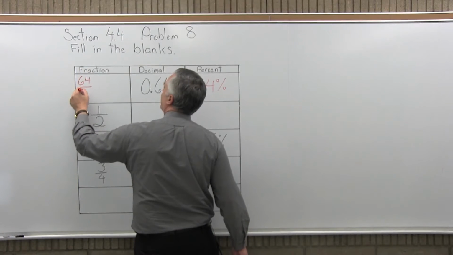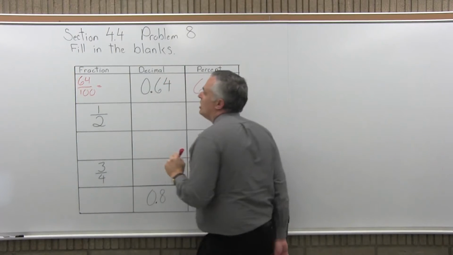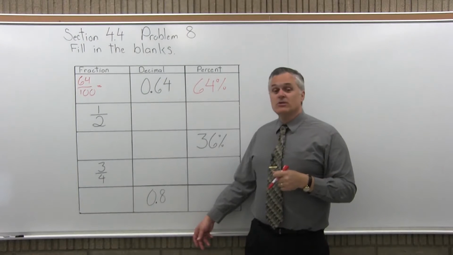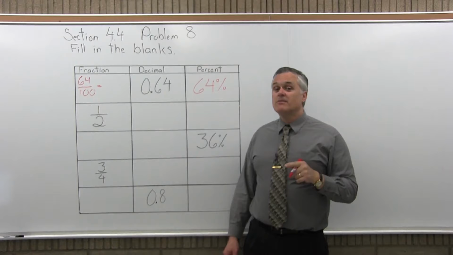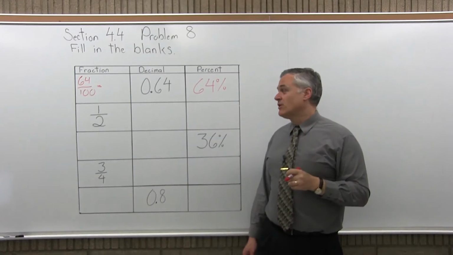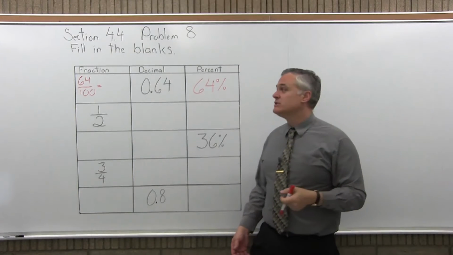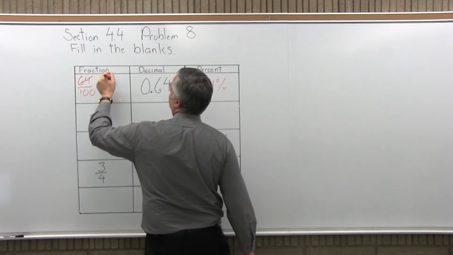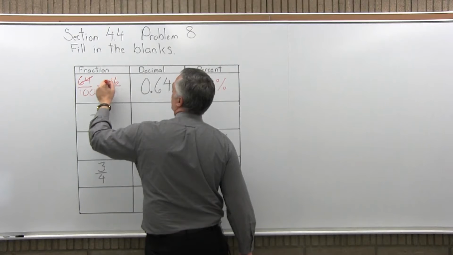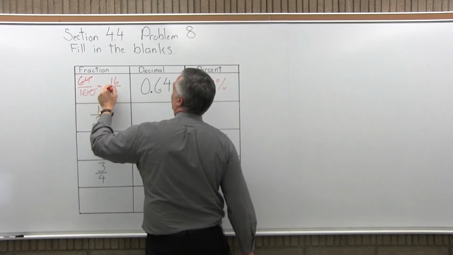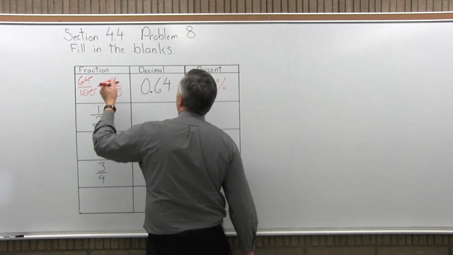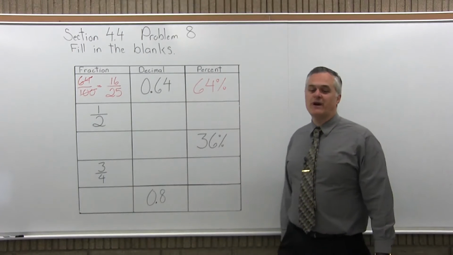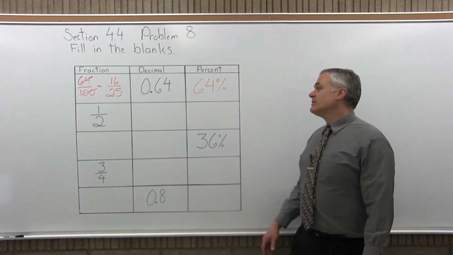Now, the question is, can that be reduced? Well, they're both even, so I can at least divide by 2 for the numerator and denominator, but even better, I can divide by 4. If you don't notice the 4, you just have to reduce in 2 steps. If you notice the 4, you can get it in 1 step. So 4 divides into 64 16 times. 4 divides into 100 25 times. And now, can I reduce any more? No. So 16 over 25 is the fraction. So come down to the next row.